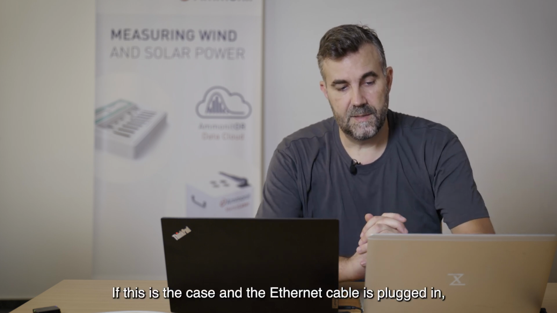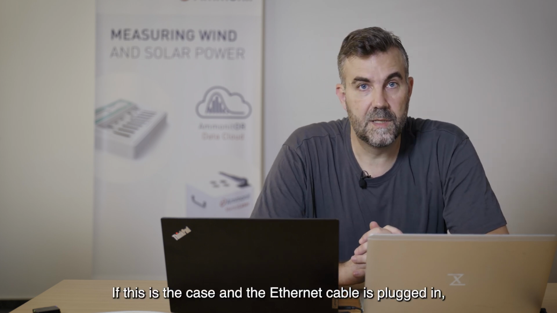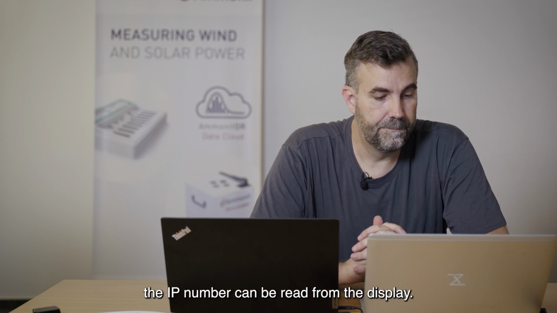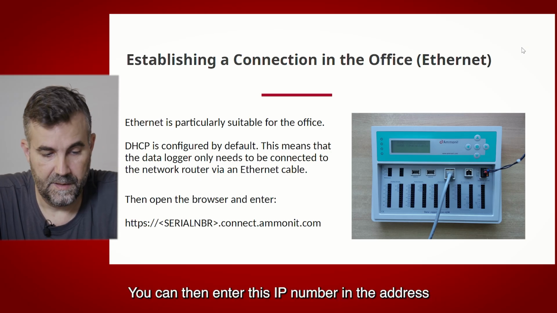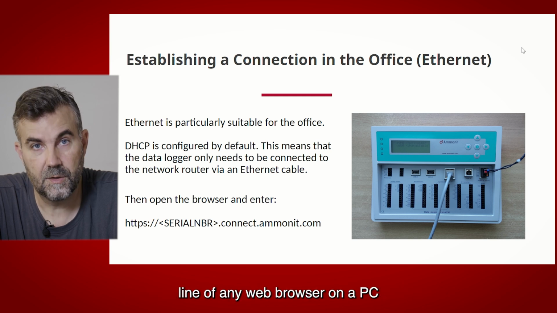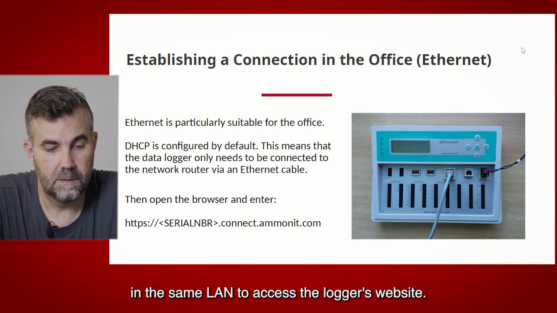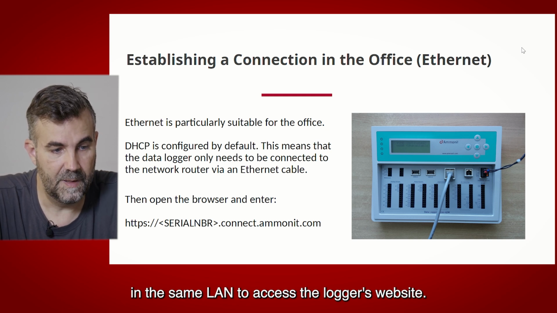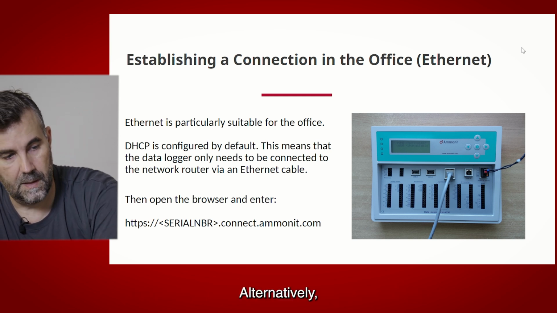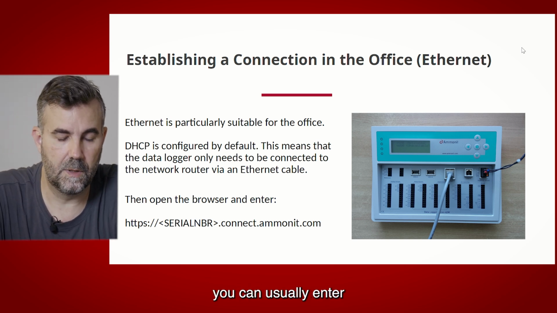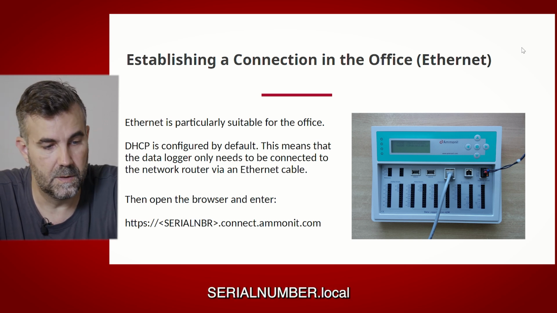If this is the case and the Ethernet cable is plugged in, the IP number can be read from the display. You can then enter this IP number in the address line of the web browser on a PC in the same LAN to access the logger's website. And alternatively, you can usually also enter serial number.local.